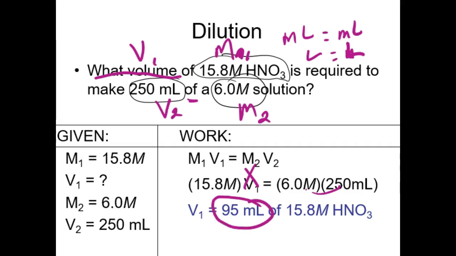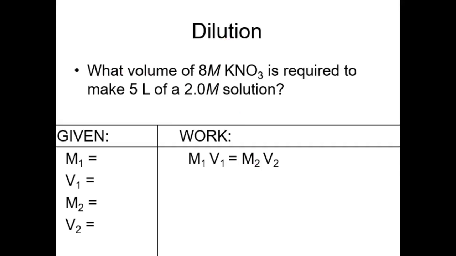And so we went from 95 milliliters to 250 milliliters. So your molar solution went from 15 to 6. It should decrease as well. Or, I mean, it should actually increase. They're inversely proportional. Okay, so let's go on to the next one.